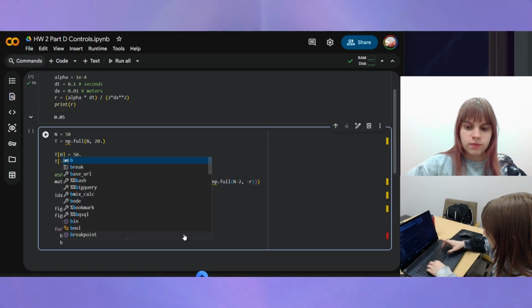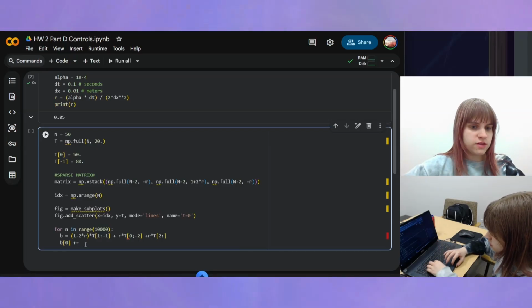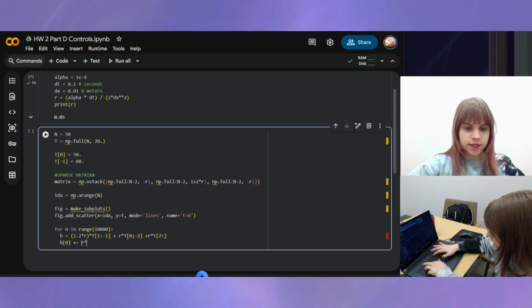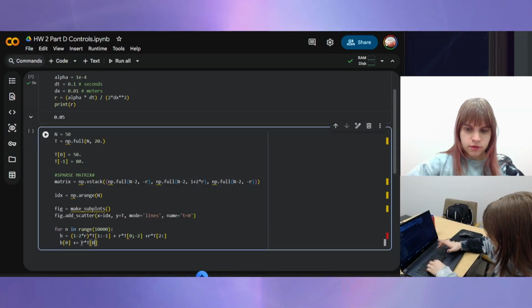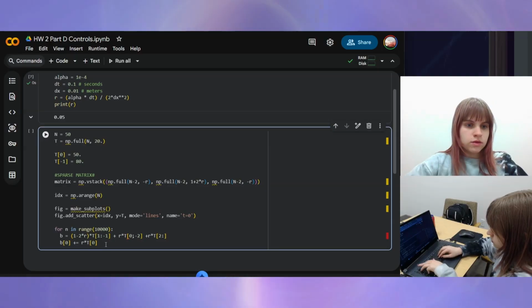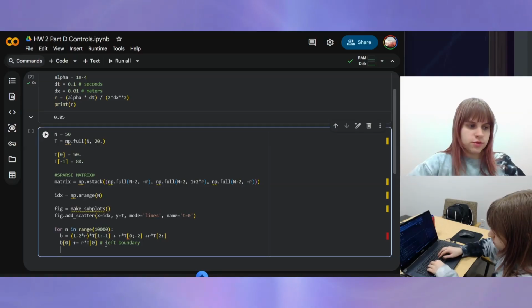And then we can say b at the index of 0 plus equals, which is basically saying we're taking this b at an index of 0 and we're adding r times t at the index of 0. So this is for the left boundary, and we need to do the right boundary.